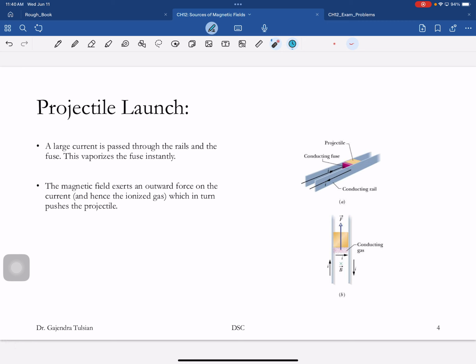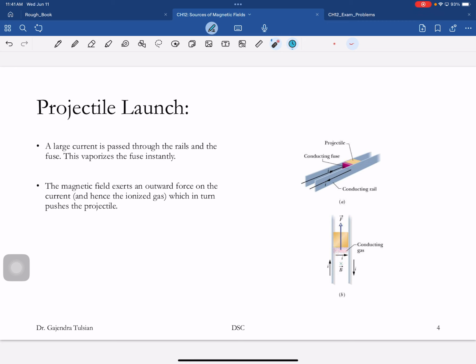So what we'll do is pass a large current through this thing, and the large current can be up to, well, thousands of amps. This current will vaporize this fuse instantly, and it produces this magnetic field into the sheet. Stick your fingers out, and the magnetic field is like that. Okay, so the magnetic field is into the sheet.